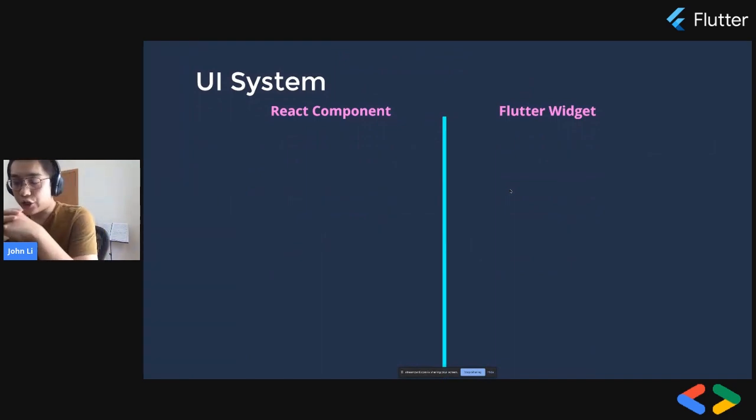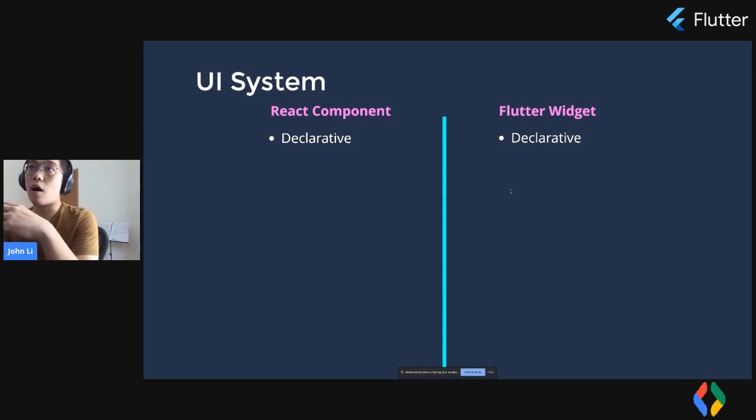So the first thing I want to share is about the UI system. Today I want to give you some information about how some React or web development knowledge can be transferred to Flutter development. So the first thing is about a component and a widget. The most common thing between these two is that they are all declarative. I think it's a trend for client-facing application development. So you focus more on how to configure your UI. You don't focus on the painting part. You let the rendering engine handle it for you.